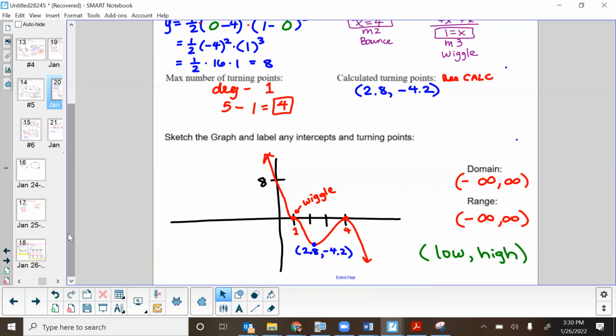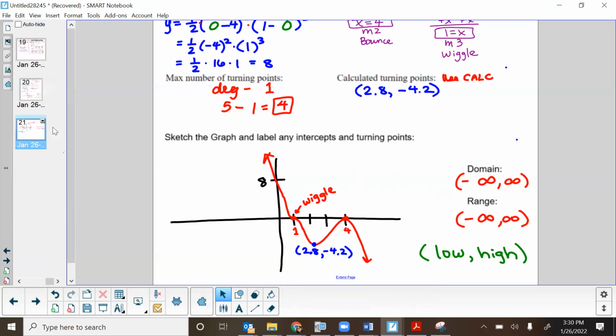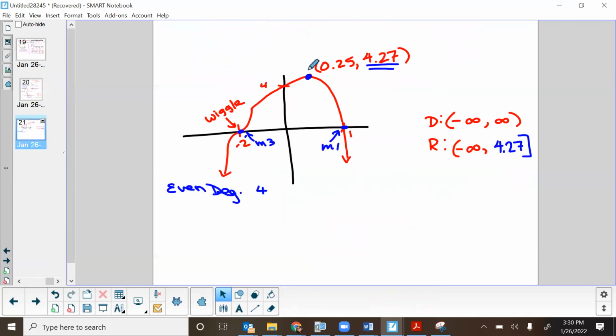So remember, that's always low to high, and the only time you need a square bracket is if you have a number. So an example of that is one that we did in class, where here we have an absolute maximum, so our range goes only as high as 4.27, and it is a square bracket there.